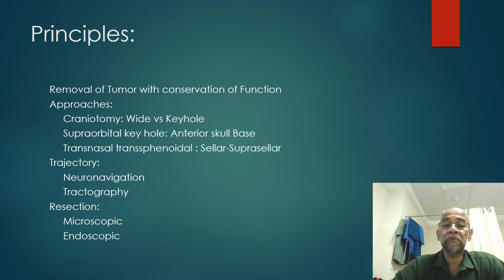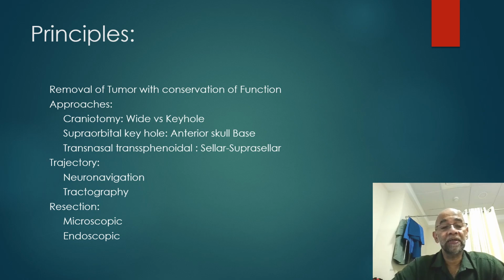Supraorbital keyhole craniotomy is useful for removing small tumors of the anterior skull base. Transnasal transsphenoidal approaches can be used for suprasellar tumors. Once we make an opening in the skull, the next step is planning the trajectory. Of course, the opening in the skull has to be performed keeping the trajectory in mind. The trajectory is planned using neuronavigation intraoperatively, considering tractography as to where the tracts are located.